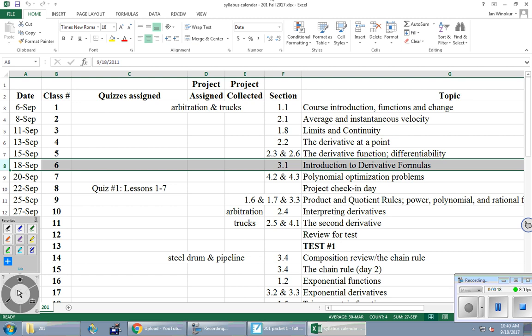Today is our introduction to derivative formulas. Looking ahead, this coming class is polynomial optimization, and then the class after that is our project check-in day. Remember, you will get the most out of that day if you are on track in terms of my recommended calendar for both projects. But wherever you are, hopefully you'll make some good progress in class on Friday. I will also hand out a take-home quiz on Friday. Questions on the calendar?